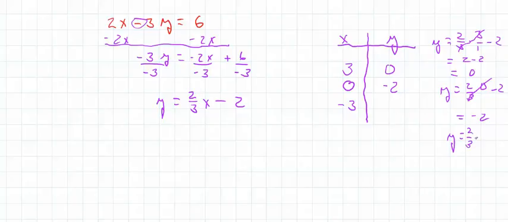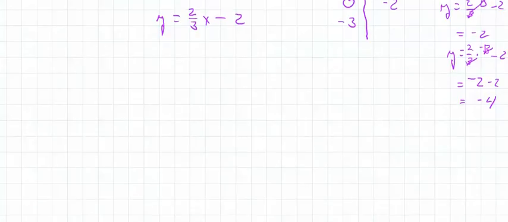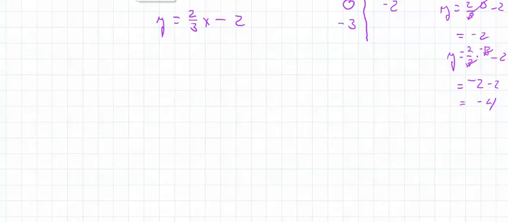2/3 times negative 3 minus 2. Now, a positive times a negative is negative. My 3's cancel. I have a negative 1. So I have negative 2 minus 2 or negative 4. And now I graph. So let me pause this and draw my graph.